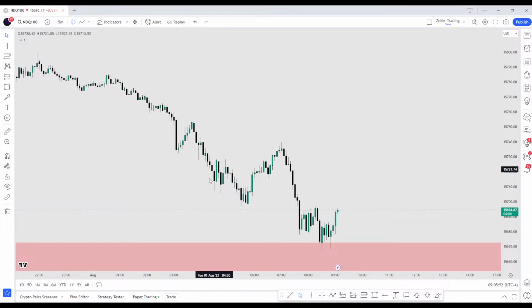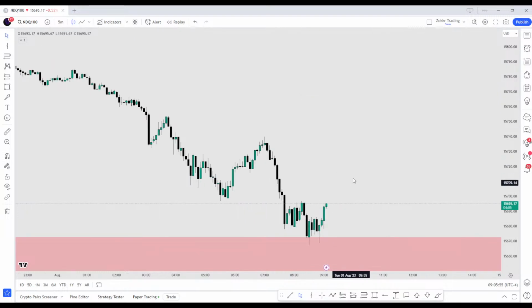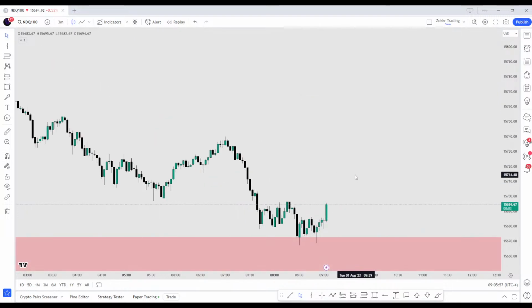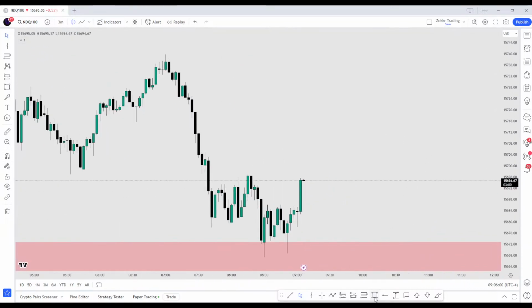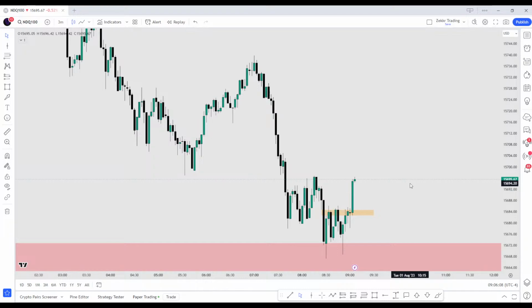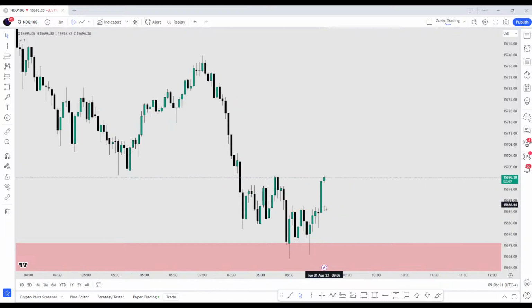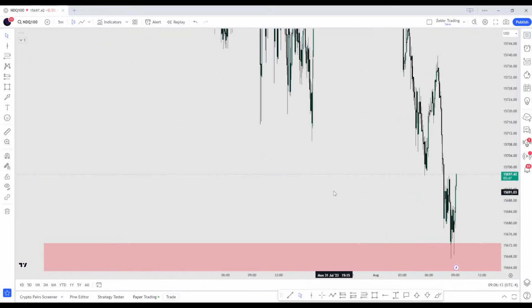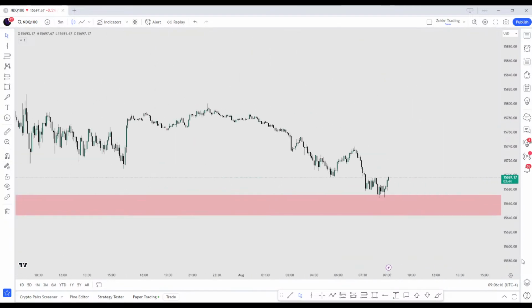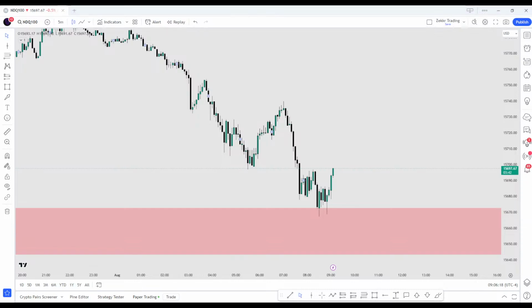NQ respecting the 3-minute fair value gap. I mean, it's respecting the fair value gap. Wait, this one? Yeah, it is. Perfectly. It's perfect. So could be in displacement. I mean, the reaction is just perfect from the fair value gap, right? So we could see a move to the upside. I mean, if we retrace, that would be really nice.